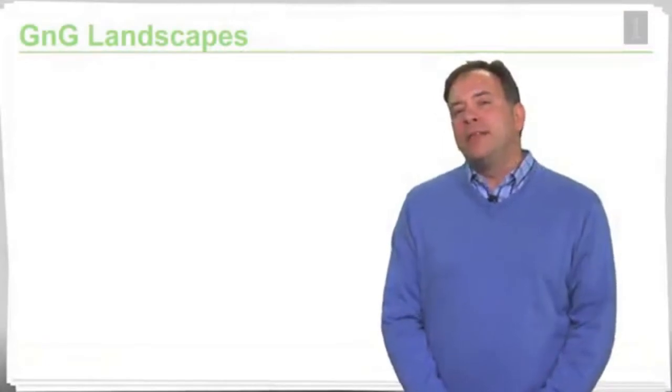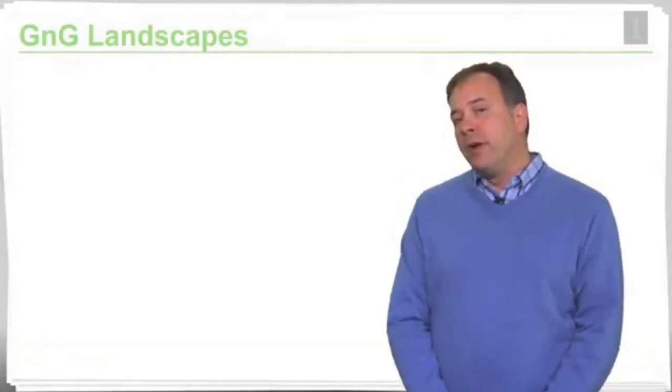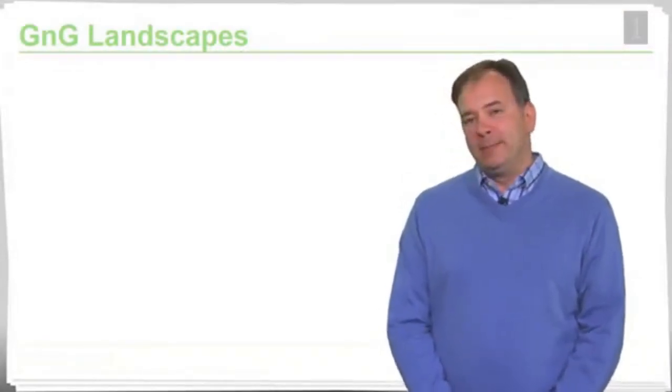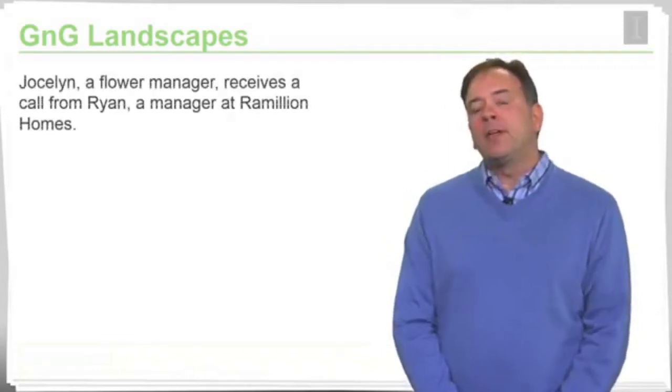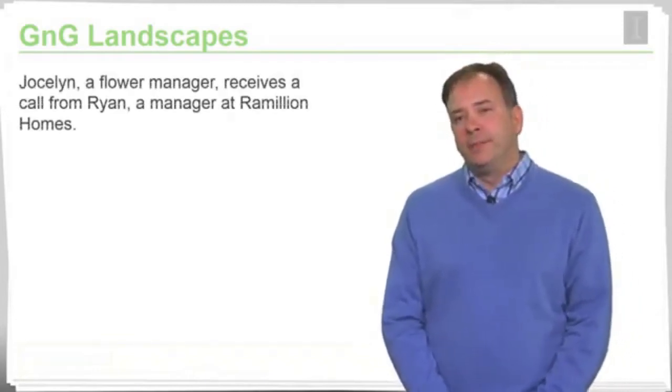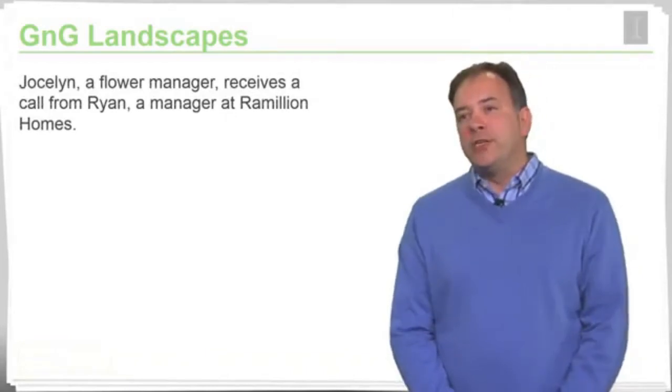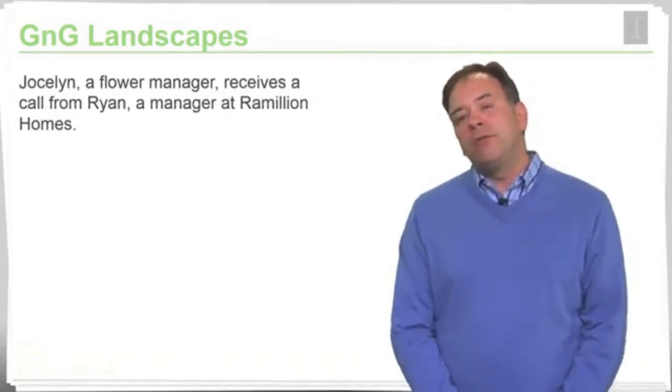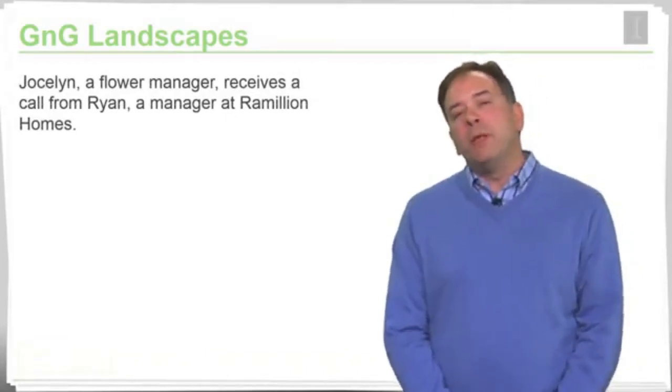Let's talk about the decision to accept a special order in our G&G landscape setting. To set up our example, consider Jocelyn. She's a flower manager at G&G, and she receives a call from Ryan, a manager at Remillion Homes.